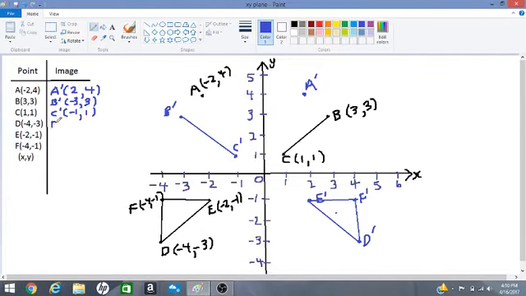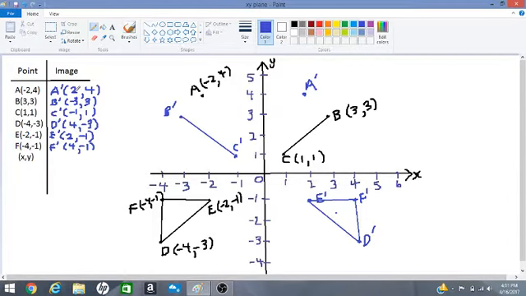D prime is +4, -3. E prime was +2, -1. F prime was +4, -1.